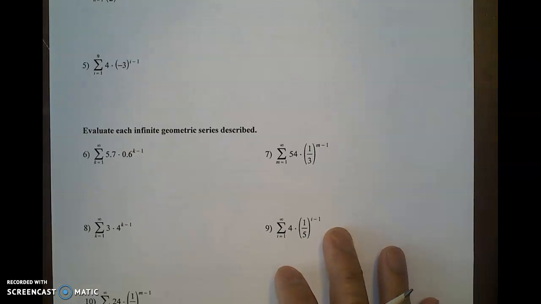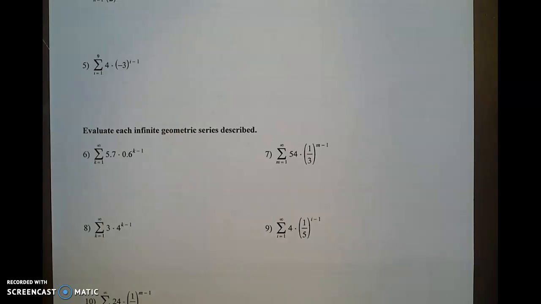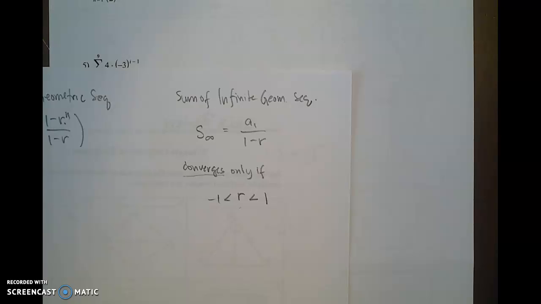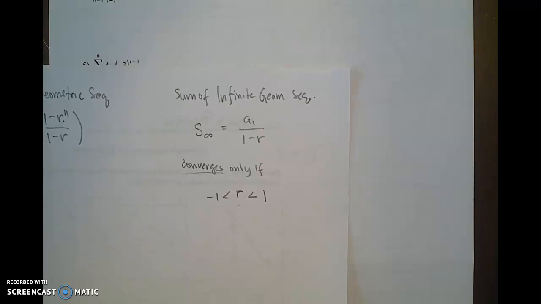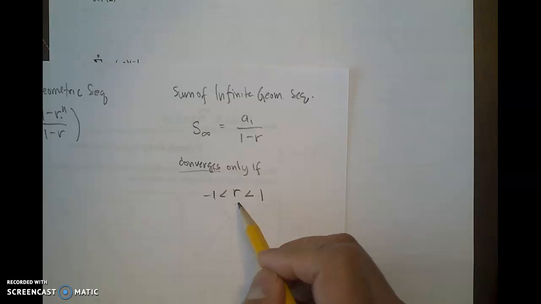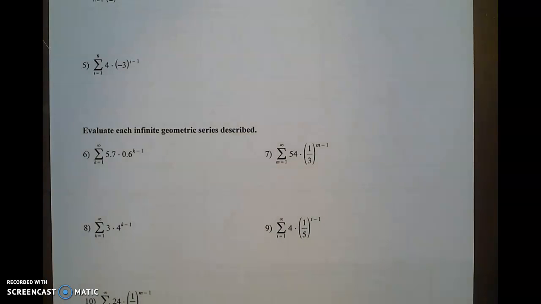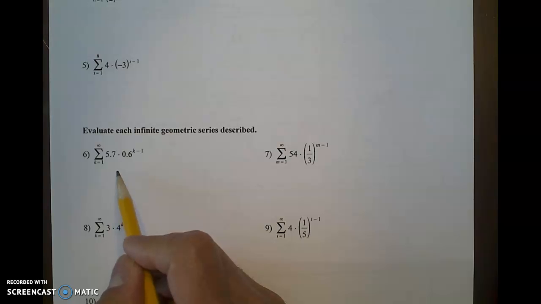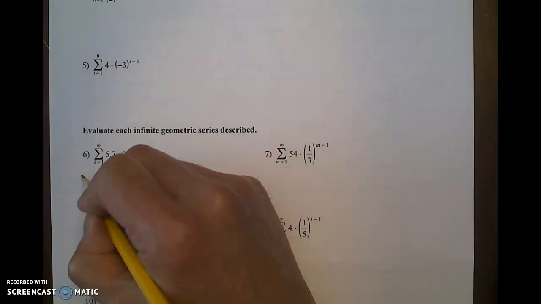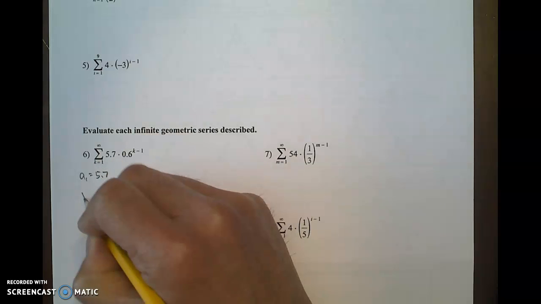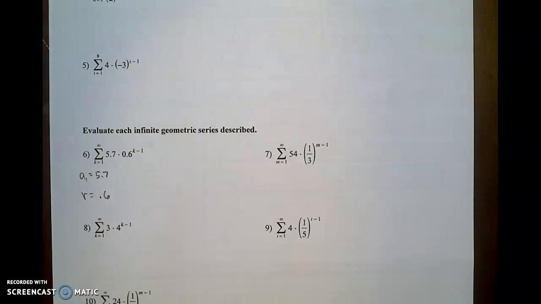Let's move on to the infinite geometric sequences. We're going to be using the second formula here. Again, we need to watch out: we need our r value to be between -1 and 1. Looking at this first summation, our first term is 5.7 and our common ratio is 0.6. And 0.6 is definitely between -1 and 1, so we're going to be able to find a sum.